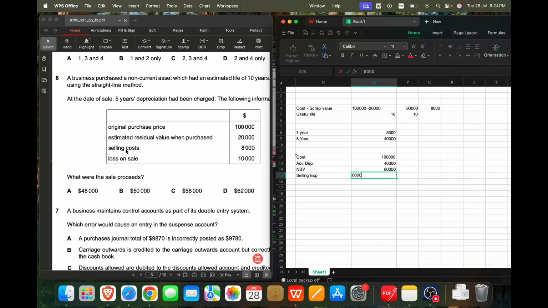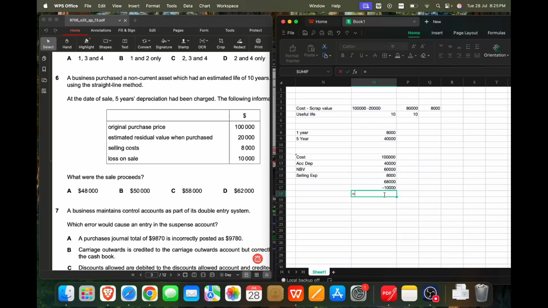8,000. Okay, so the total worth of this asset, including the net book value and the selling expense, is 68,000. Now if I can sell for more than this, it is a profit. If I sell for less than this, it is a loss. Okay, so they say that we sold it at a loss of 10,000.